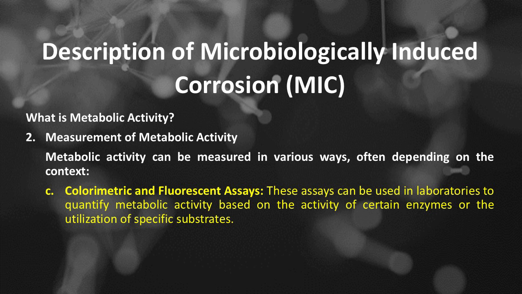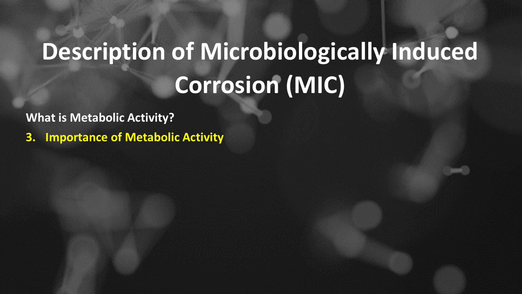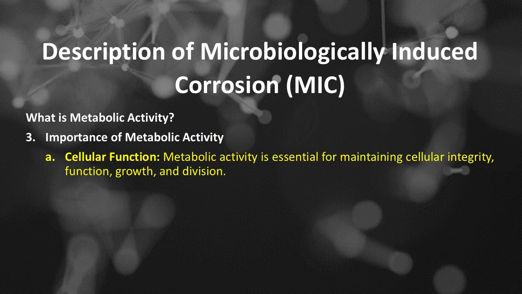Number C, colorimetric and fluorescent assays. These assays can be used in laboratories to quantify metabolic activity based on the activity of certain enzymes or the utilization of specific substrates. Number 3 is importance of metabolic activity. Number A, of importance of metabolic activity is cellular function. Metabolic activity is essential for maintaining cellular integrity, function, growth, and division.